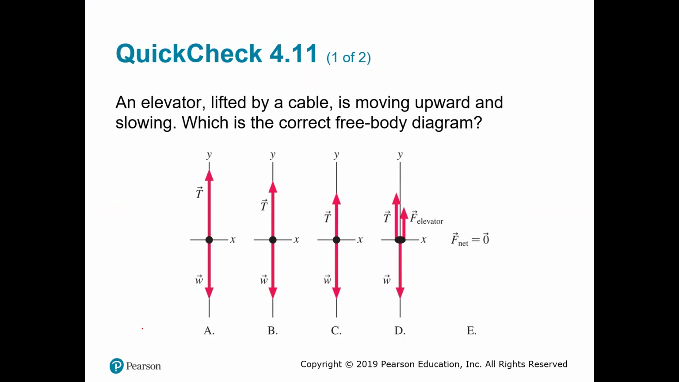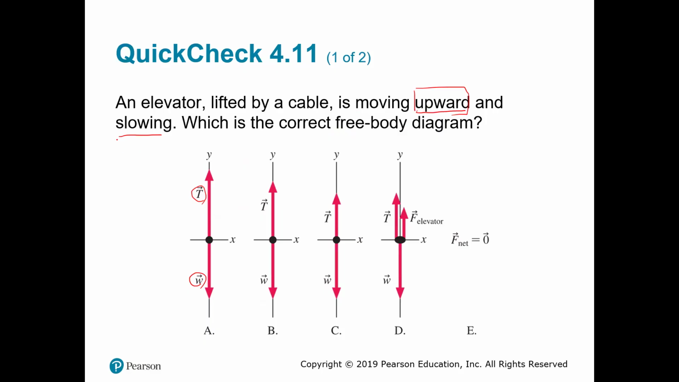Here, two important words: upward and slowing, right? Which is the correct free body diagram? Then your first step is to identify all forces acting on the object, which is the elevator. So of course you have a tension upward and the weight acting downward, right? It's the same. And now it says it's moving upward. That doesn't mean tension is always greater.